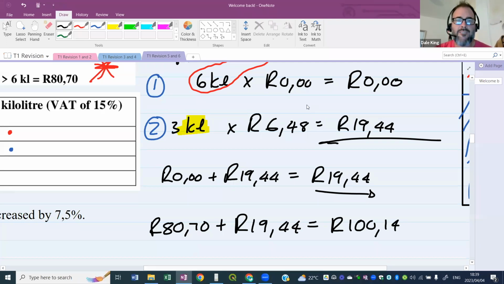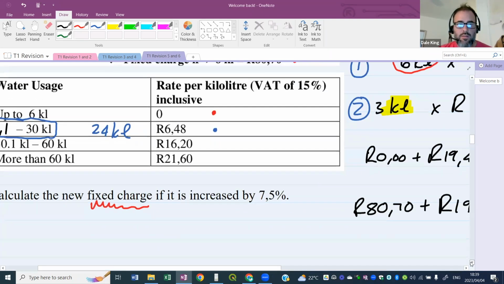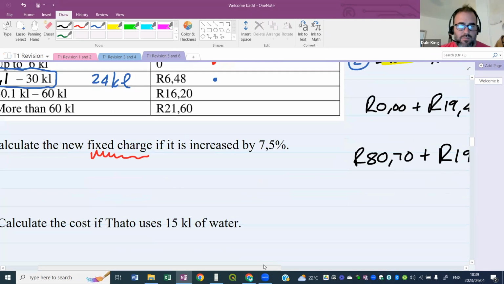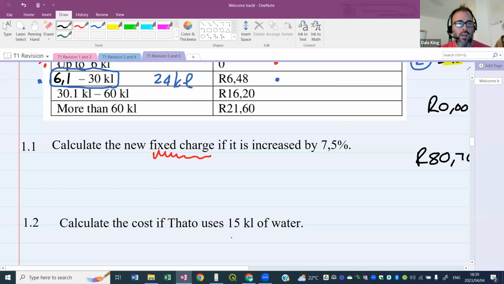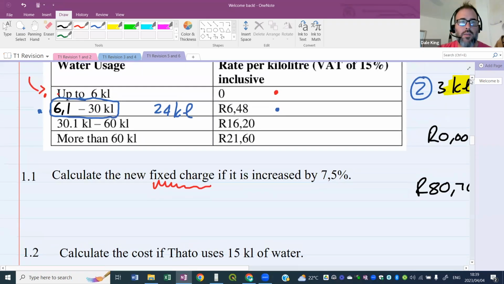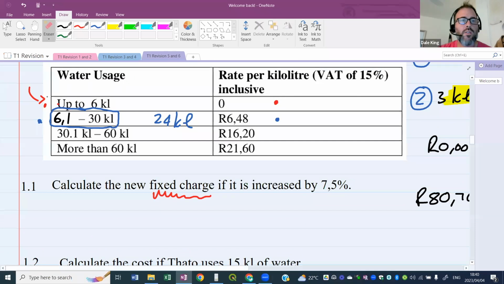Okay. All right. Now we're going to do your question. You guys are going to do this one. I'm going to give you about 5 to 7 minutes to do this. Calculate the cost if Tato uses 15 kiloliters of water. All right, now I'm going to put the table up in front of you. There's the table, 15 kiloliters of water.